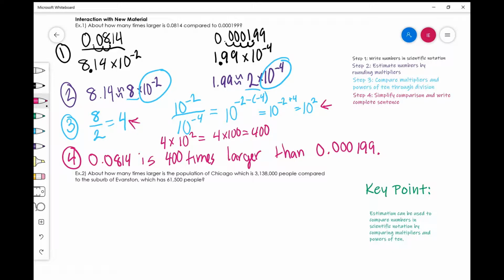Now that we've gone through this problem and I've given you guys your steps, why don't you go ahead and try number 2 in your interaction with new material on your own.